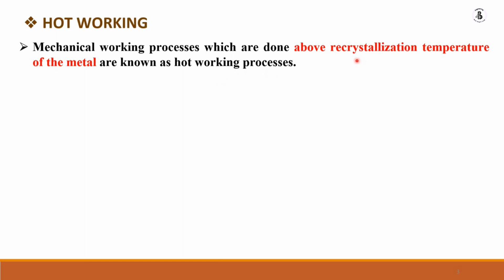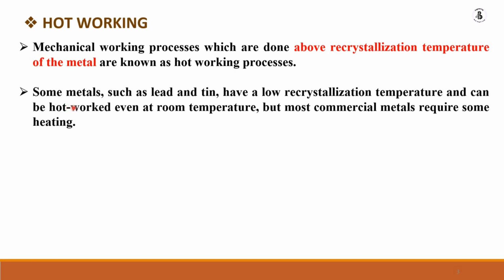Above the recrystallization temperature, any kind of material or metal has a soft phase. According to that soft phase, it is the easiest process to convert it into the desired shape and size. Some metals such as lead and tin have a low recrystallization temperature and can be hot worked even at room temperature, but most commercial metals require some heating.